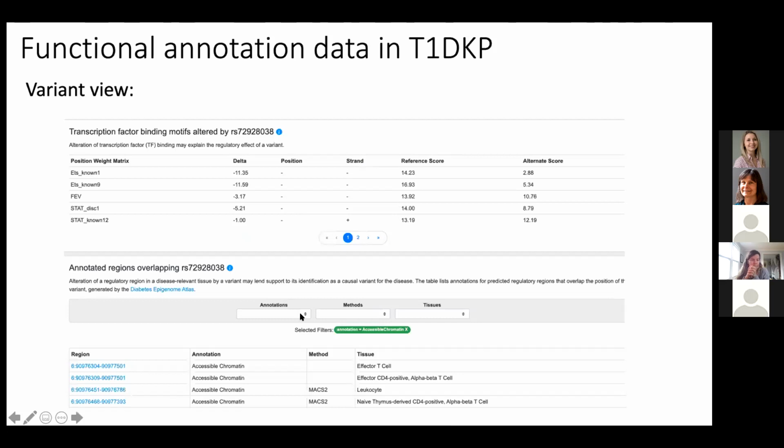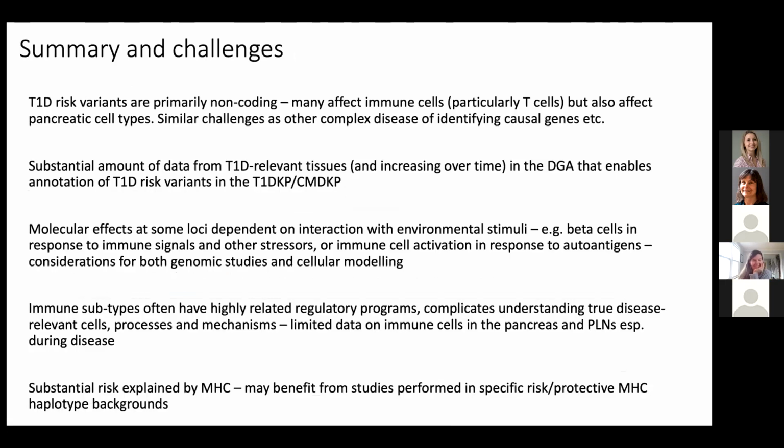Then on the variant page, if you look at that variant specifically, you can see the annotations for that variant, and it's annotated in accessible chromatin in T cells. Okay, so, summary. Risk variants for type 1 diabetes are primarily non-coding, and many affect immune cells but also affect pancreas. There are similar challenges as all other complex diseases of identifying causal genes and so forth. There is a substantial amount of data from T1D relevant tissues, particularly in immune cells, but also increasingly pancreas, and the Diabetes Epigenome Atlas enables annotation of risk variants in the portal.